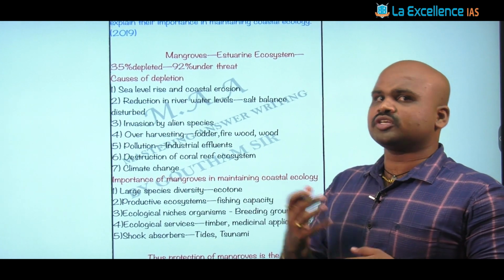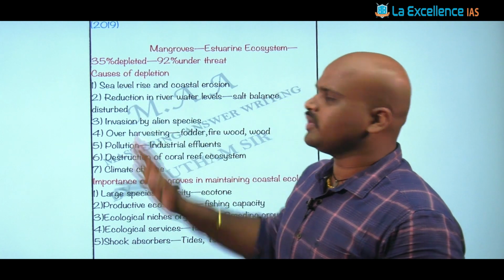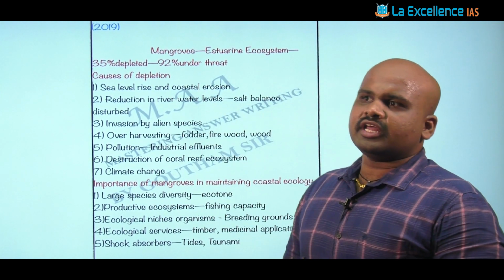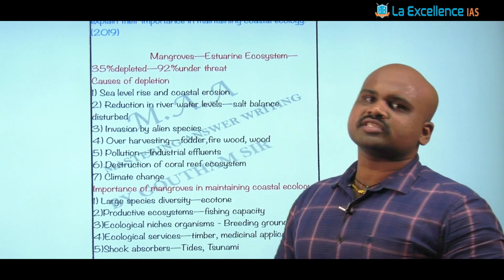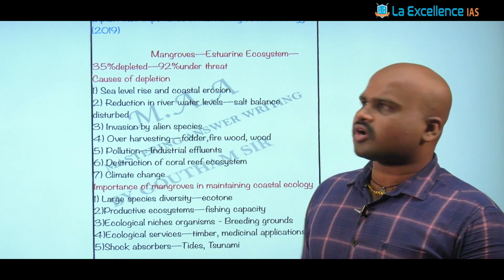to make the answer more objective. And when we are talking about the levels of depletion, we talk about 35% depleted and 92% under threat. That is a huge level of threat that is present with respect to the mangrove as an ecosystem. And once we have this introduction, then we talk about the causes of depletion.